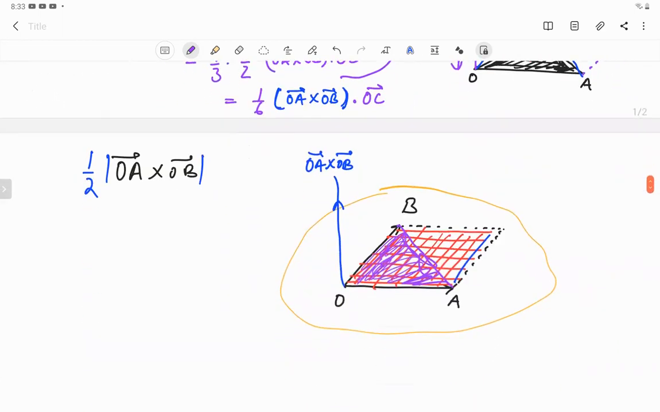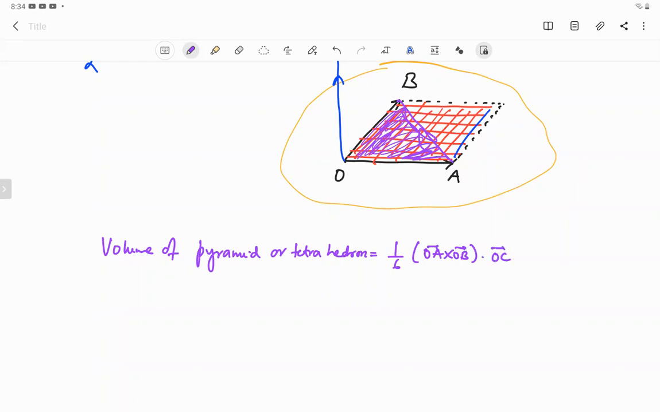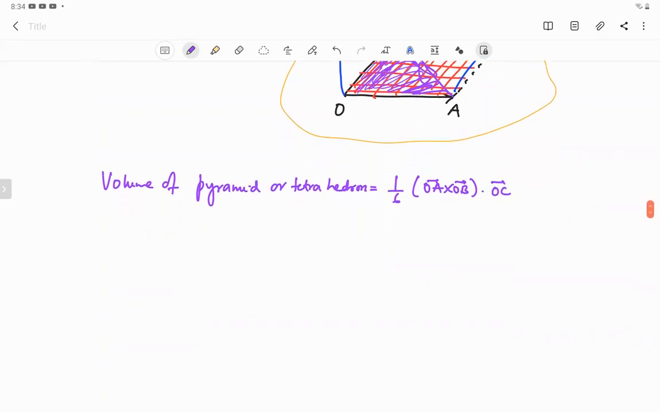So the formula for calculating the volume of a tetrahedron or a pyramid is equal to 1 by 6 OA cross OB multiplied by dot OC. Okay, we can do a little practice with this.